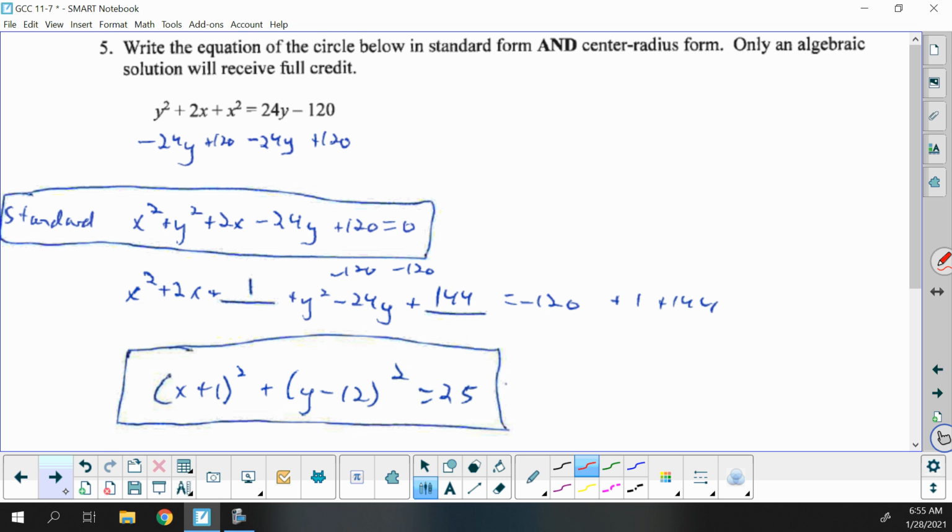And same idea in 5. So following the same process, you got your standard form there, and then you got your center radius form. Negative 1, 12 would have been the center if they had asked for it, which they didn't, and the radius would have been 5 if they had asked for it.